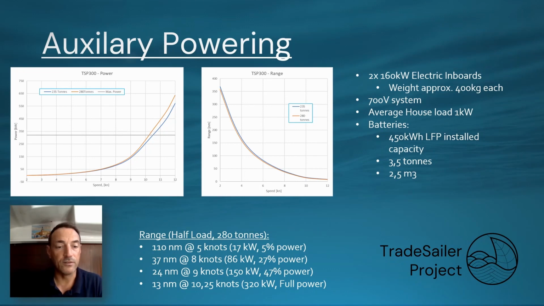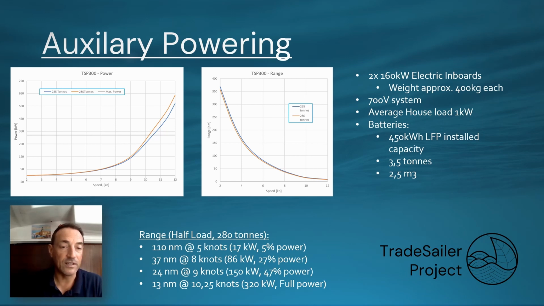So these are the data I got for auxiliary powering. So we want to push the boat without the wind. In this case, I've based it on two electric inboards, 160 kilowatts, 2 times. They weigh approximately 400 kilograms each. A little bit more about it later. It will be a 700 volt system, and the batteries we've got as well calculated.